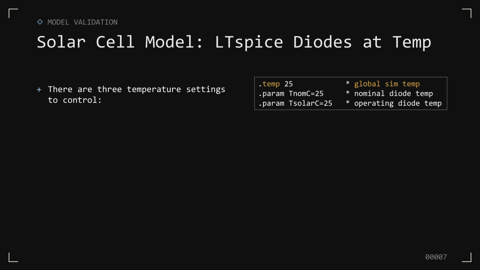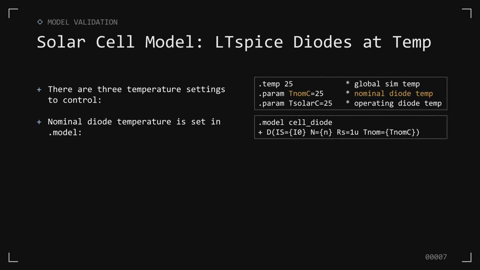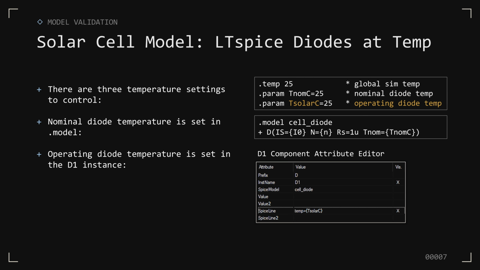The global temp is set with the .temp command and defines the default operating temperature for the simulation. The nominal diode temperature is set inside the .model definition for the solar cell diode through the tnom parameter. This is the reference temperature for the diode parameters extracted in Python, so it needs to match the temperature used during extraction. Then there's the actual operating diode temperature, which is set in the instance of the solar cell diode itself.